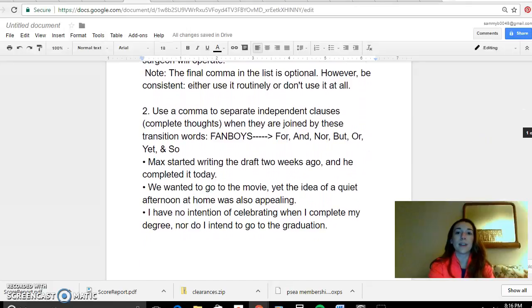Use a comma to separate independent clauses. It's just a fancy word for complete thoughts when they are joined by these transition words. So, an easy way to remember transition words is fanboys, which stands for and, nor, but, or, yet, and so. So, for example, Max started writing the draft 2 weeks ago, comma, and he completed it today. Since and is one of the fanboys, we need a comma before it.